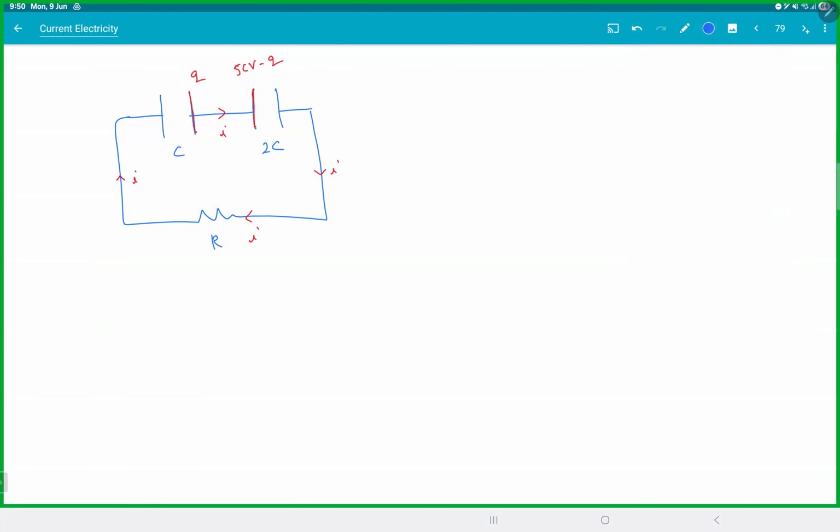Apply Kirchhoff's law. You're going from the negative to the positive plate: minus Q by C, then going from plus, actually, 5 CV minus Q by 2C, then going through the resistor: minus IR is 0. There. Can you solve? I'll give you a minute. Done. Physics part is over. I is dq by dt.